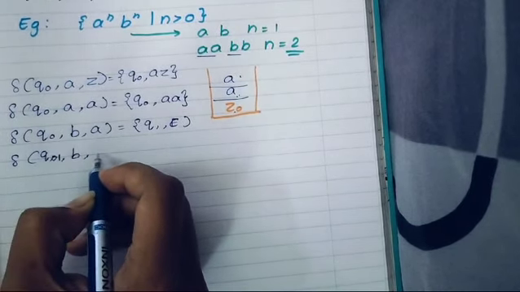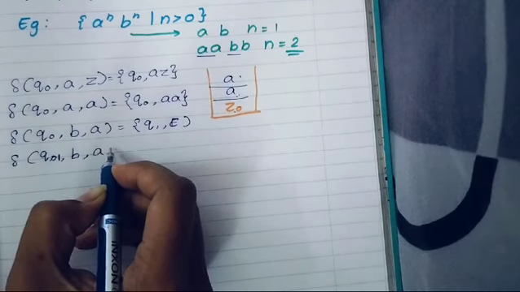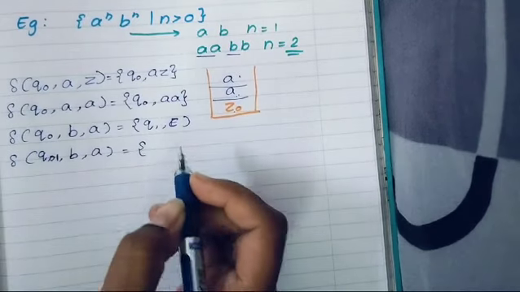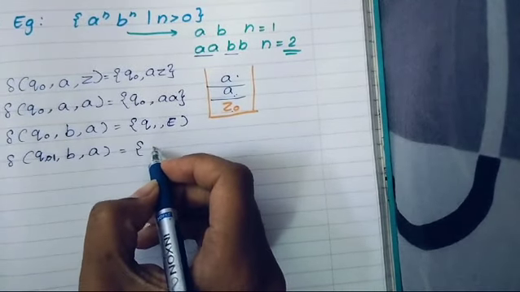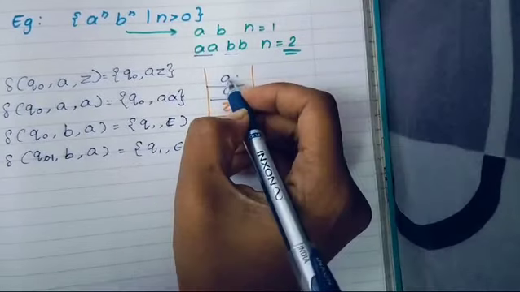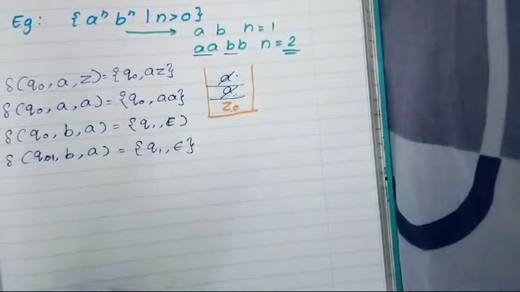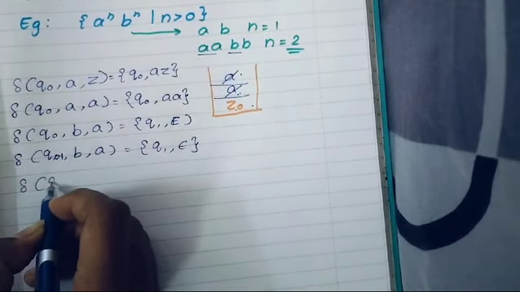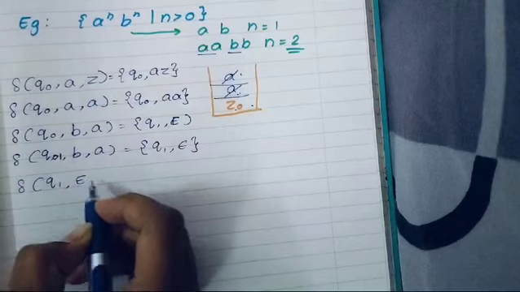Fourth step, we will continue from the Q1 state with the input symbol B, and on top of the stack we have A with one of the A's removed, which gives us Q1 and epsilon representing the pop operation. Now we have Z0 as the final element on the stack.